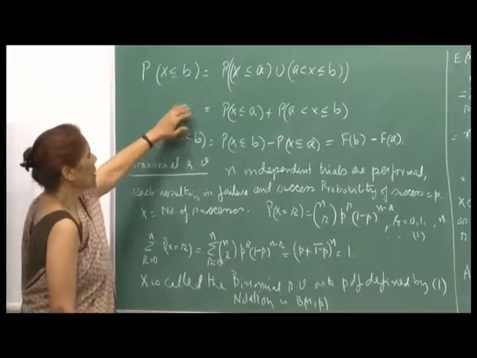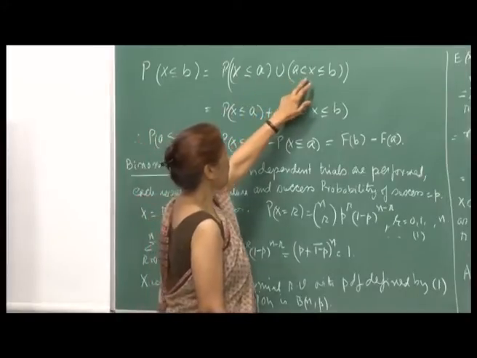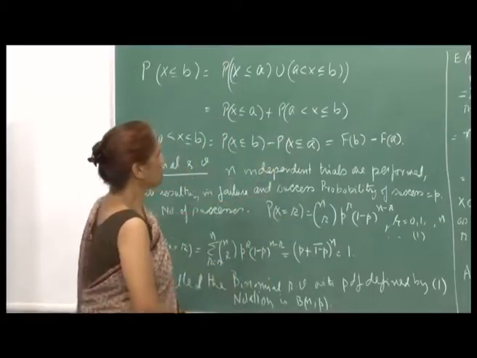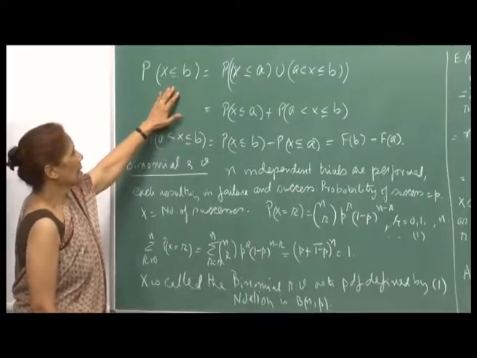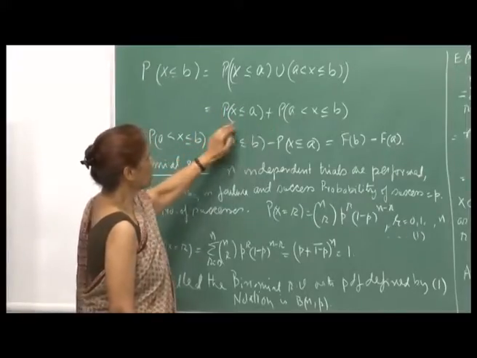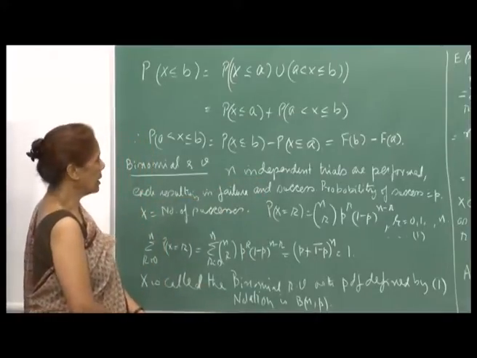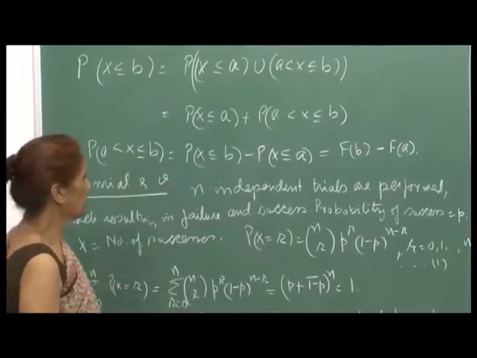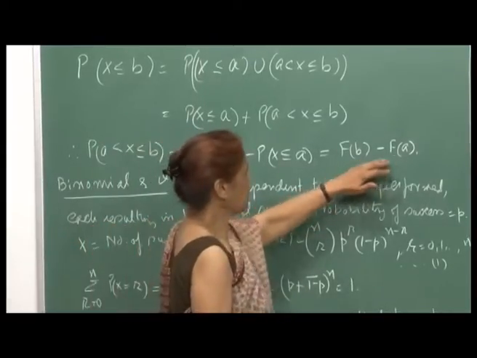And so then you see I am writing the event X less than or equal to b as a union of two disjoint events: X less than or equal to a, then union X between a and b, so X strictly greater than a, less than or equal to b. These are two disjoint events and their union is equal to this event. Because they are disjoint, when I take the probability, it will be the sum of the two probabilities. So, probability X less than or equal to a plus probability a less than X less than or equal to b, and so this probability can be written as the difference of probability X less than or equal to b minus probability X less than or equal to a, and therefore, this is F(b) minus F(a).